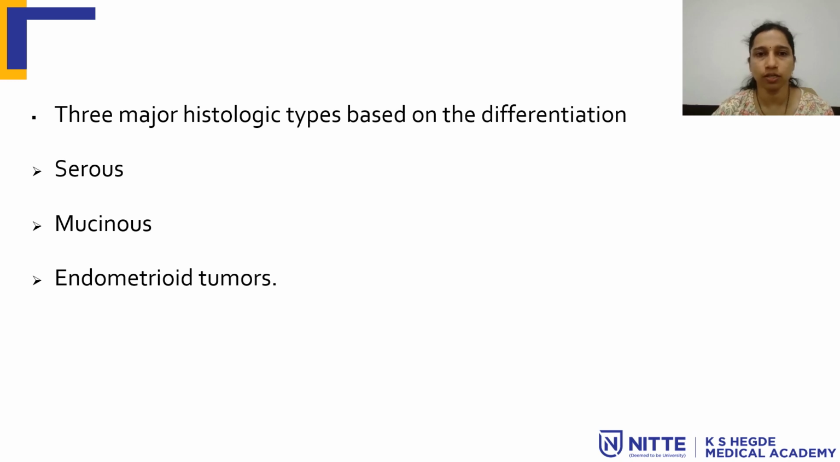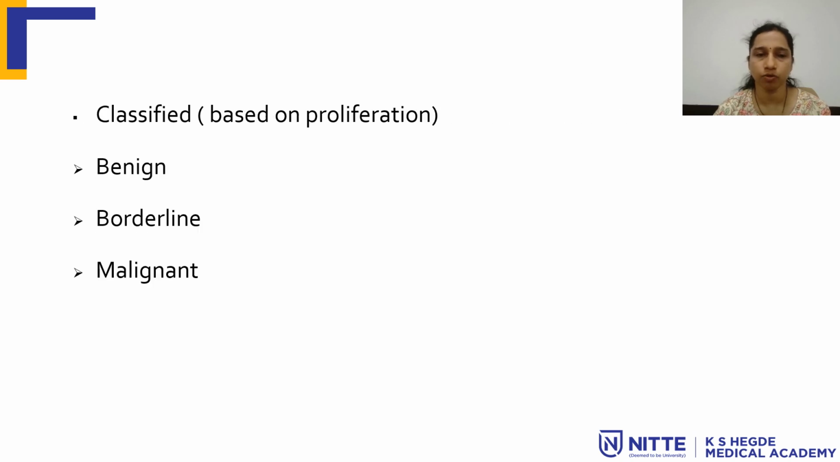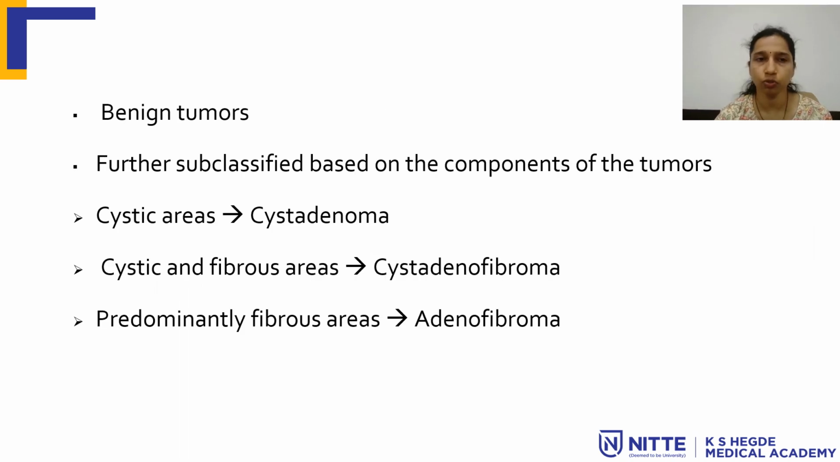So based on the histologic type, there are mainly three types of tumor which are important: serous tumor, mucinous tumor, and endometrial tumor. So in this video, I'll be covering serous and mucinous tumor. Based on the differentiation, each of these epithelial tumors can be subclassified as benign, borderline, and malignant tumor. So in benign tumor, they are further classified based on the component of the tumor. So the component can be cystic or fibrous component.